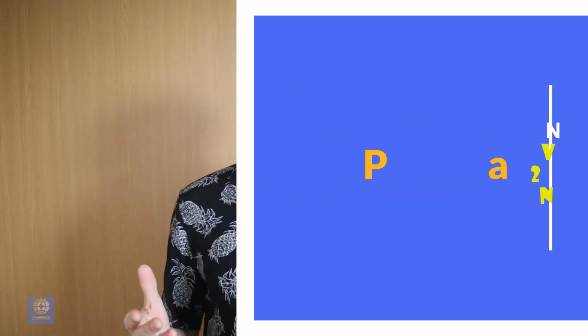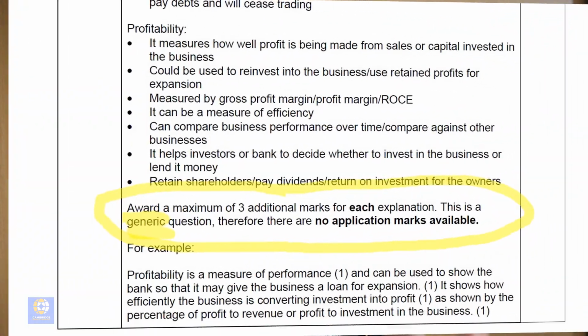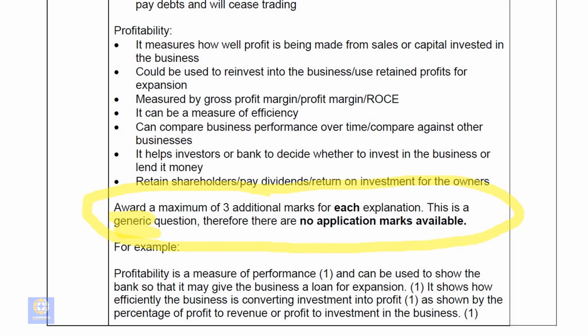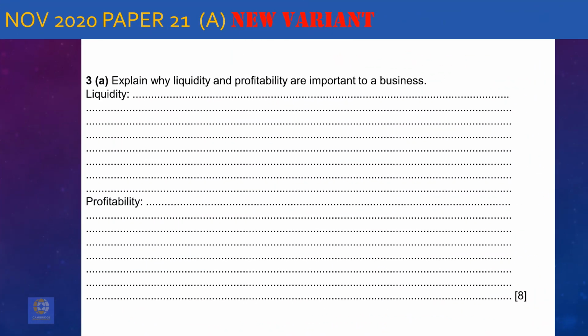The next slight change to A question type was in Paper 21. Previously, 2-part questions always required a reference to the case study or application. However, in this question, there is no reference to the case study in the question, what Cambridge calls a generic question, so there are no application points available. There is 1 mark available for a relevant reason why profitability or liquidity is important, and then 3 marks for explanations. 1 mark for each explanation.